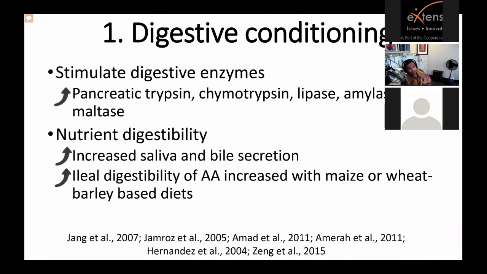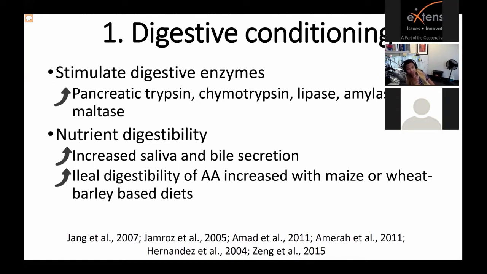Now let's talk about some of the key features of how these essential oils could result in performance. So these points could be considered for your backyard chicken raising and for pasture chickens. You can employ the same principles to understand what the essential oils are doing in terms of your flock outside, or for that matter, if you're raising it in the backyard. The first and foremost is digestive conditioning. Now, digestive conditioning has two important points.